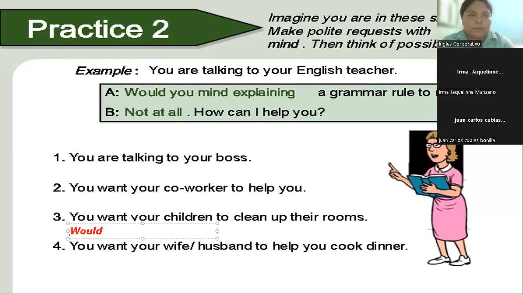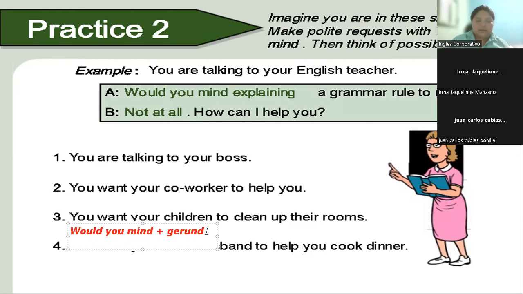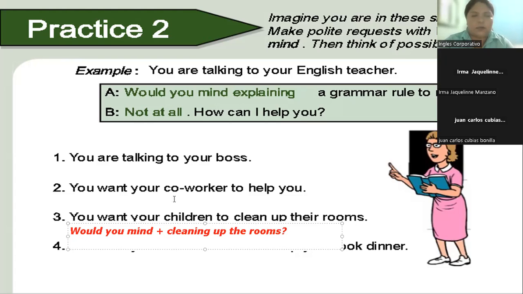Okay. So remember, you have to use would you mind plus a gerund. For this verb, the gerund is cleaning up. Exactly, that's right. So would you mind cleaning up our rooms, for example? Let me write it for you. Cleaning up. What is the complement that you have? Would you mind cleaning up the rooms? Okay, that's awesome.